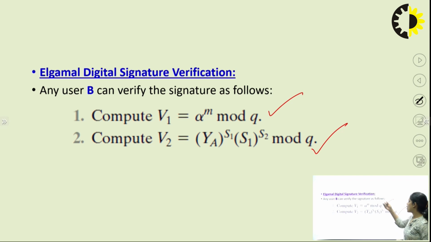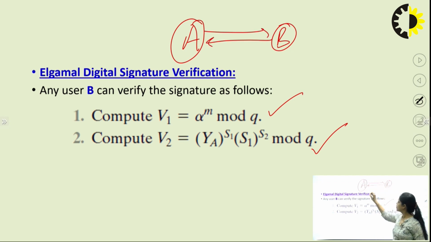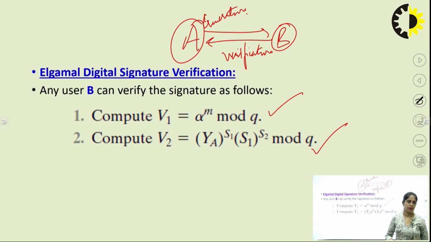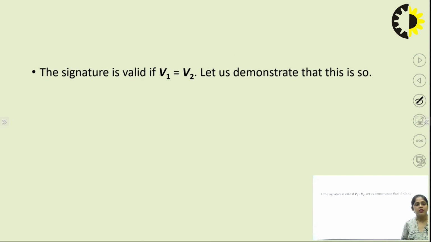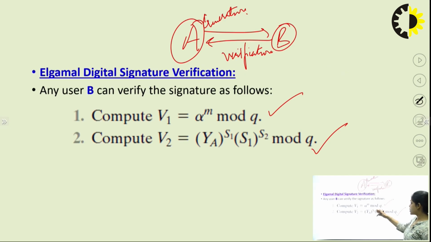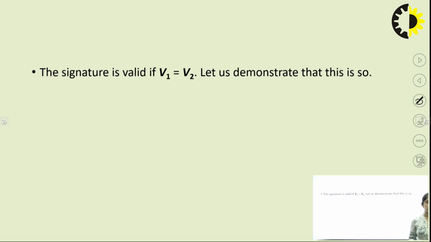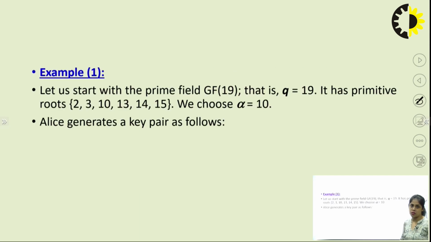As I already told you, there are two persons, Alice and Bob. Alice starts the communication and generates the digital signature. This is the other party, B, who will verify it, so verification takes place over here. The signature is valid if V1 equals V2. Only if V1 equals V2 can we say that it is a valid signature. So let us see how we can demonstrate this.